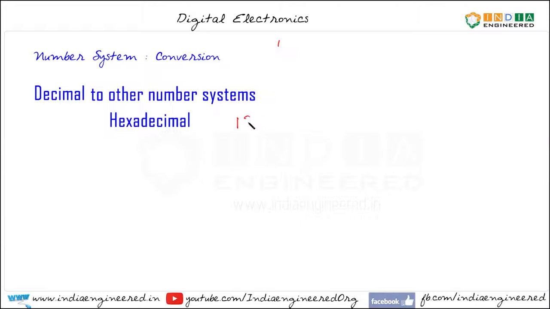So let's take the same number, that is 135.75. To the base 10, we are converting it into hexadecimal. The radix or base of the hexadecimal number system is 16. So we'll continuously or repeatedly divide 135 by 16 and multiply 0.75 by 16.